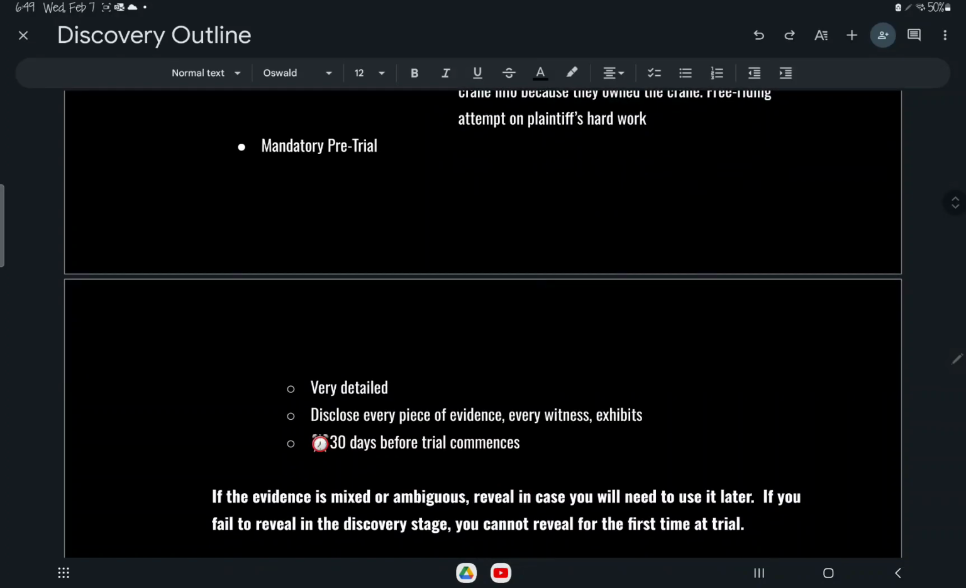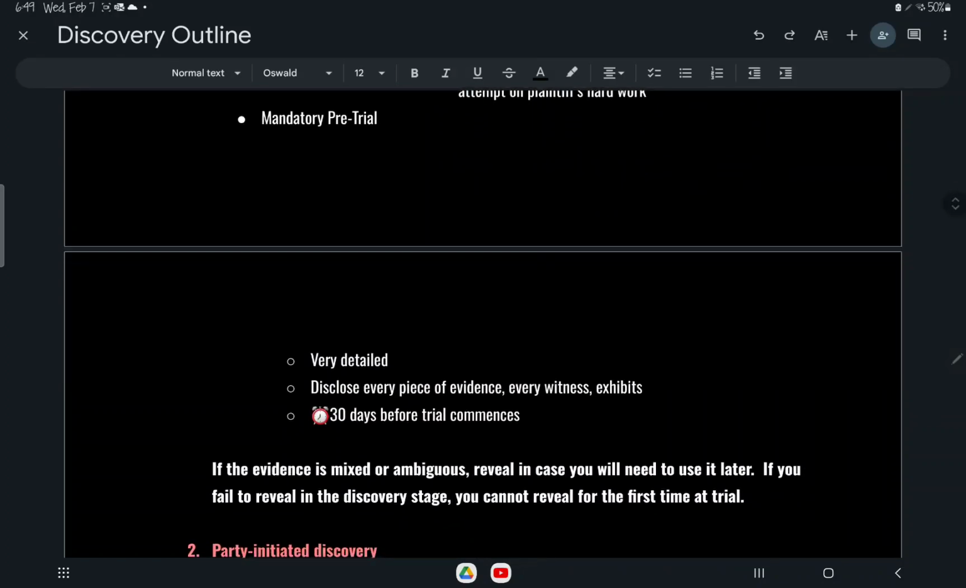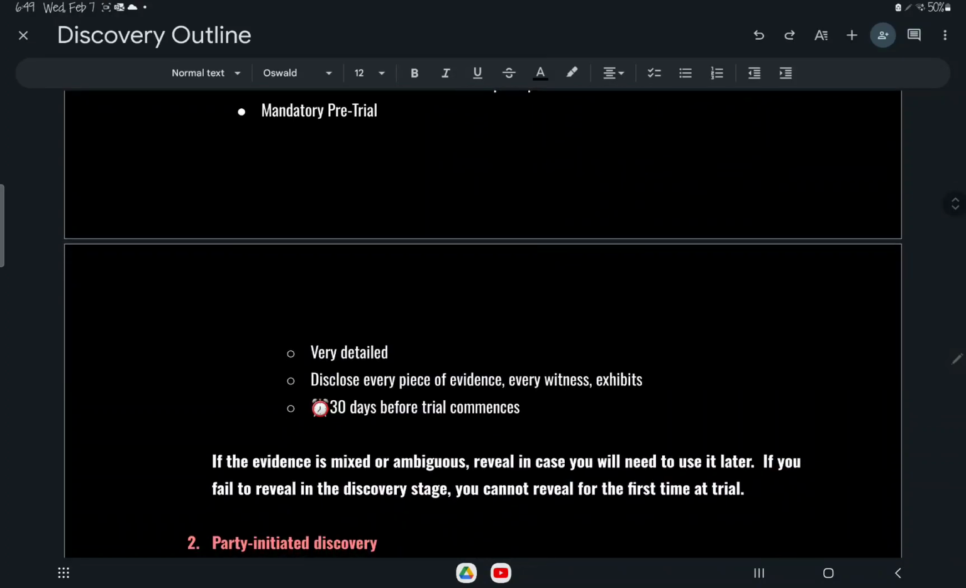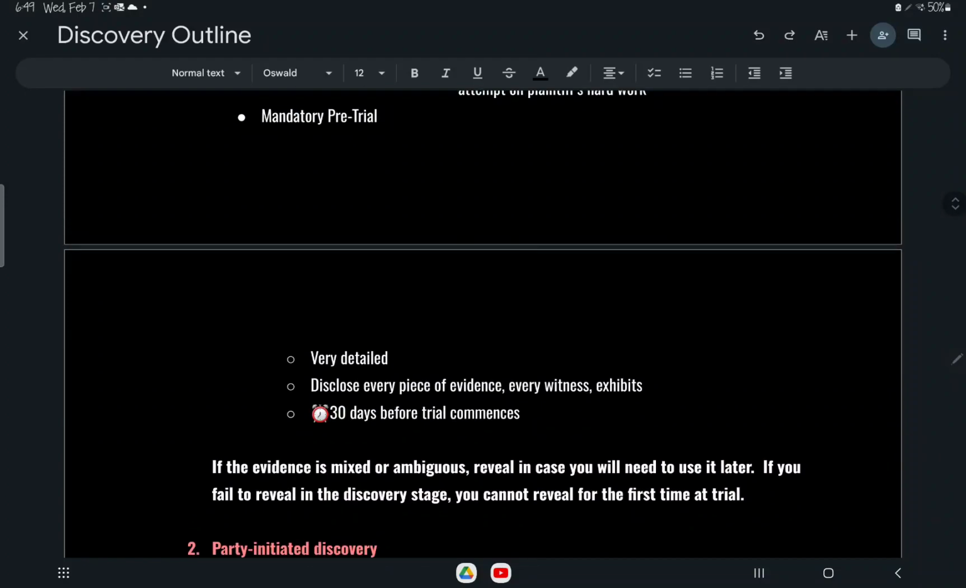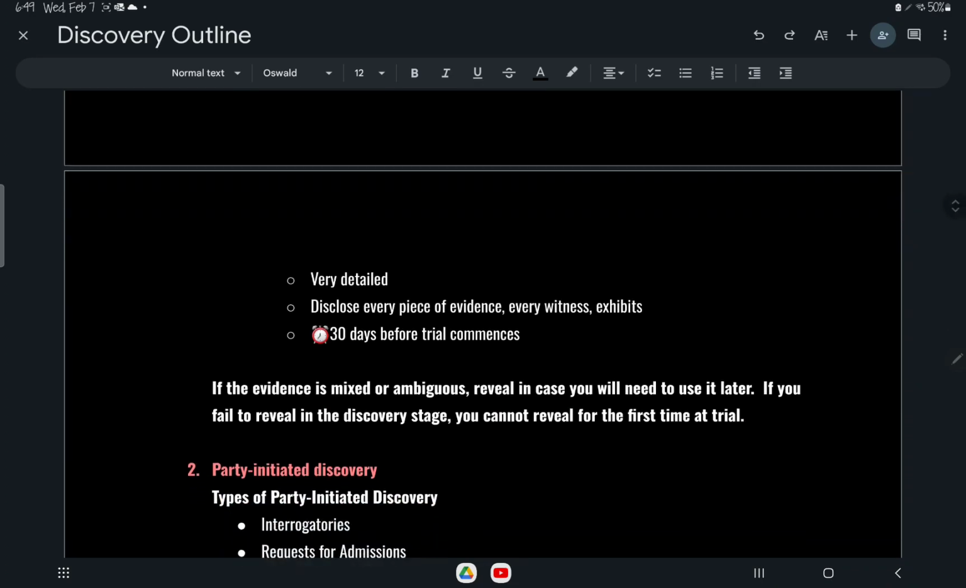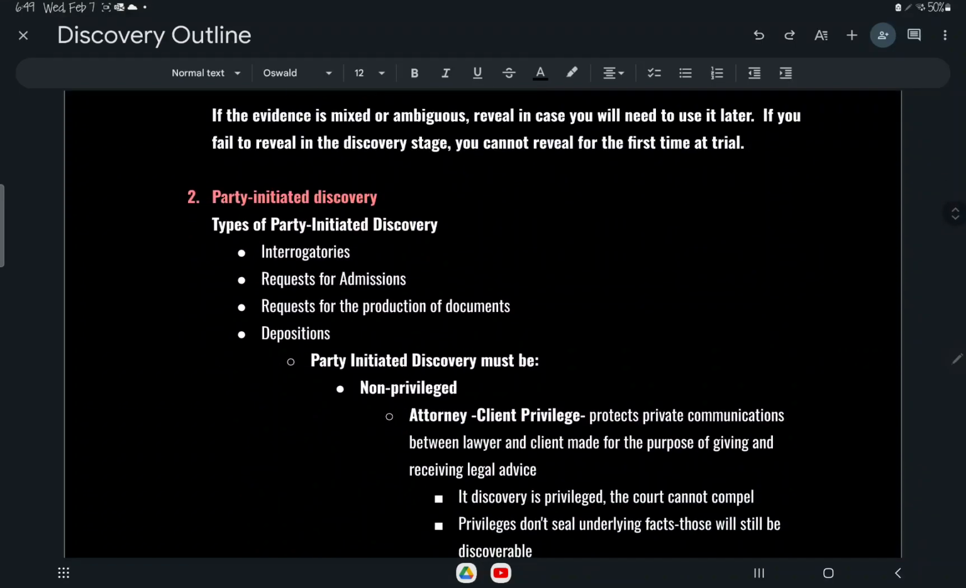Now we have our mandatory pretrial disclosures. And those are very detailed. That is when you disclose every piece of evidence, every witness and exhibit, and this is normally 30 days before the trial commences. If the evidence is mixed or ambiguous, reveal it just in case you need to use it later. If you fail to reveal it in the discovery stage, you cannot reveal it for the first time at trial.